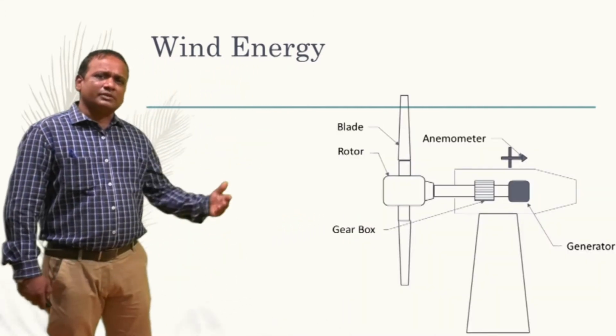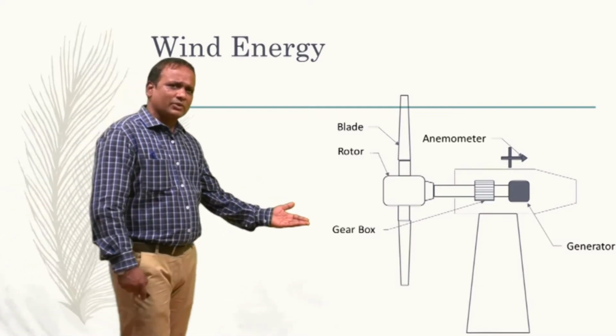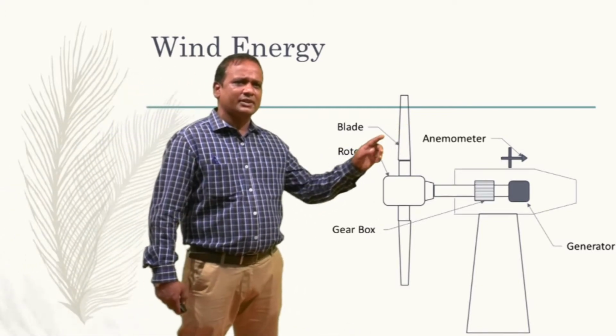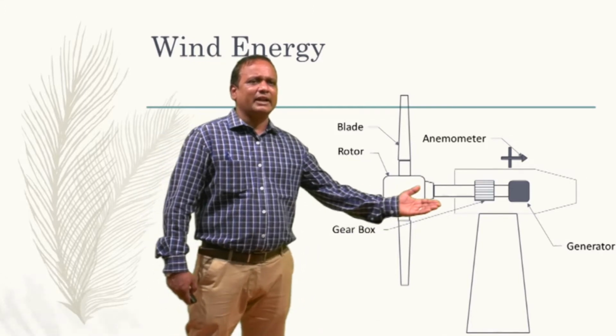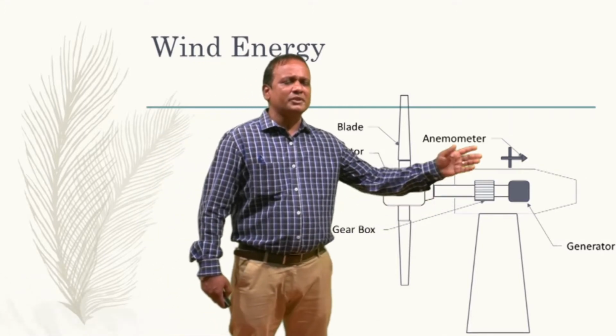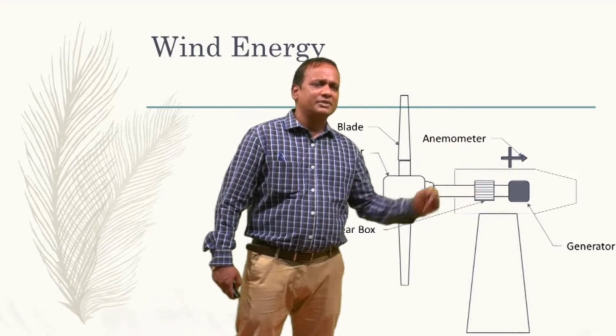So now, how does the sketch look? This is how the simple sketch looks. One is, again I say, the blades, a rotor, again a gearbox, an anemometer which gives us the direction of the wind, and then a generator.